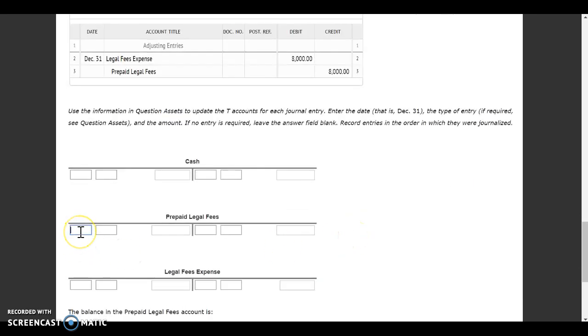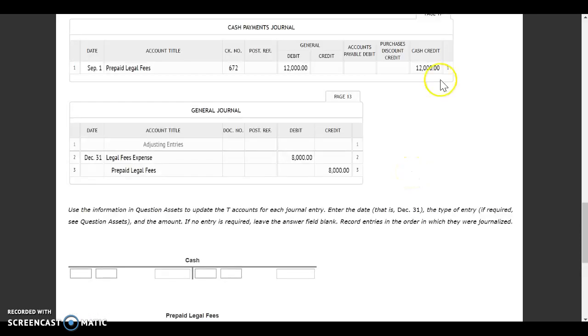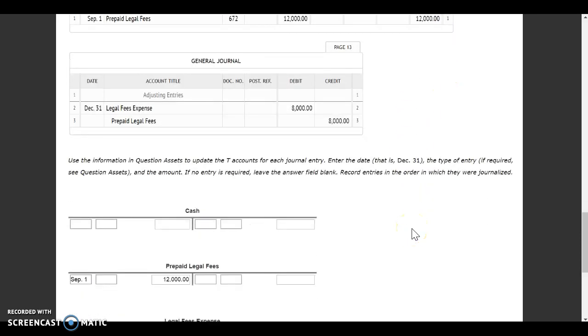So I'm going to go down here. The date was September 1st. I don't need to label that one. And we debited for 12,000. Okay, also in that one, we credited cash for 12,000. So here, September 1st, I don't need to label it, and a credit of 12,000.